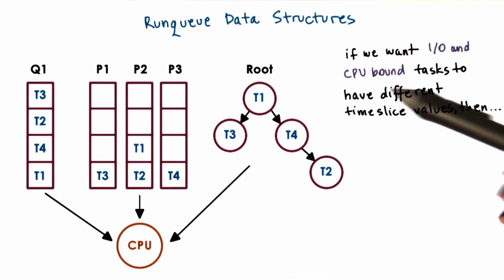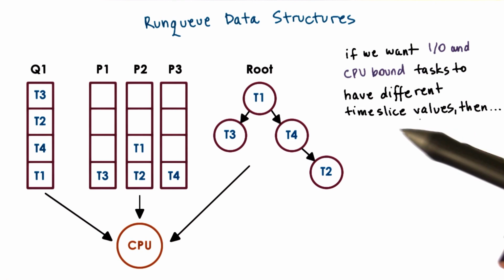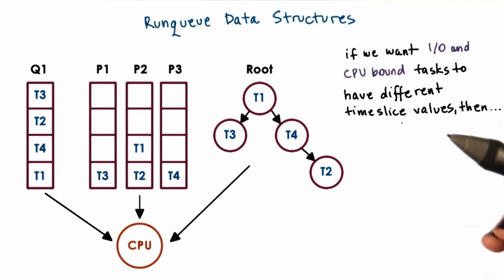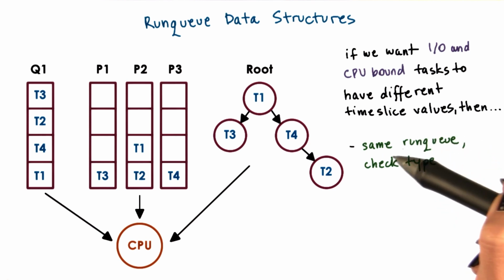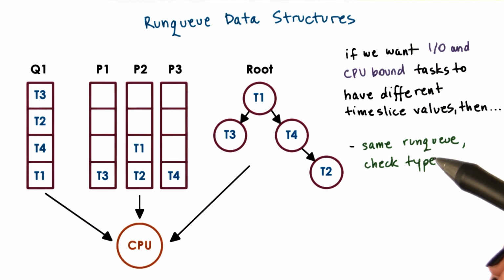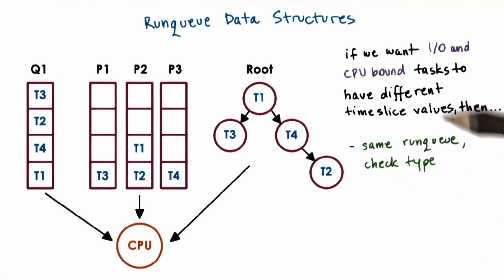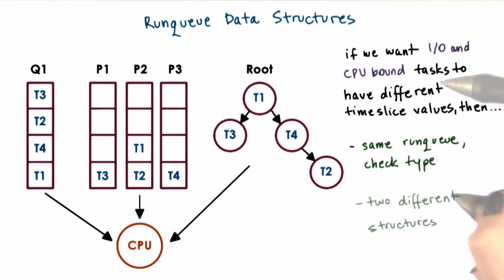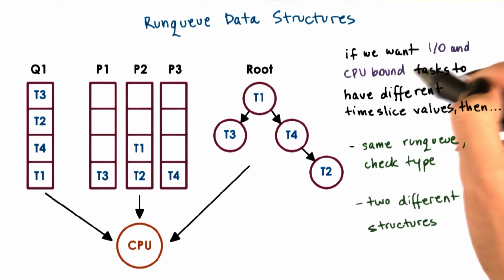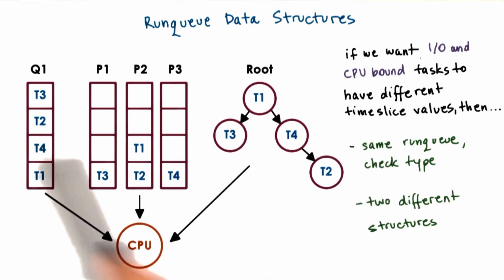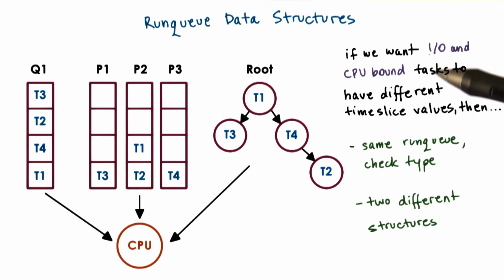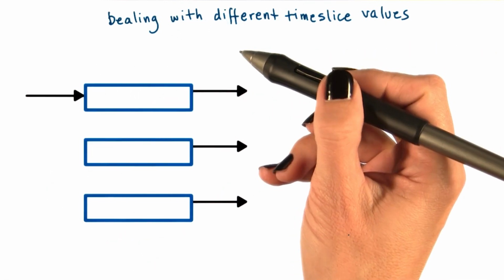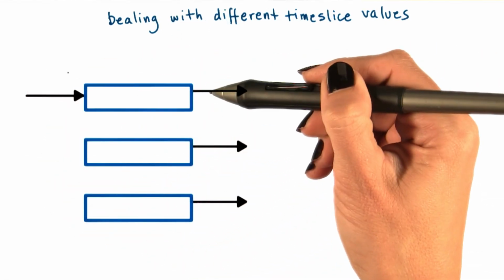If we want the I/O and CPU-bound tasks in the system to have different time slice values, we have two options. The first option is to maintain a single Runqueue structure, but to make it easy for the scheduler to figure out what type of task is being scheduled so that it can apply the different policy. Another option is to completely separate I/O and CPU-bound tasks into two different data structures, two different Runqueues, and then with each Runqueue associate a different kind of policy that's suitable for CPU versus for I/O-bound tasks. One solution for this is this type of data structure that we'll explain now.